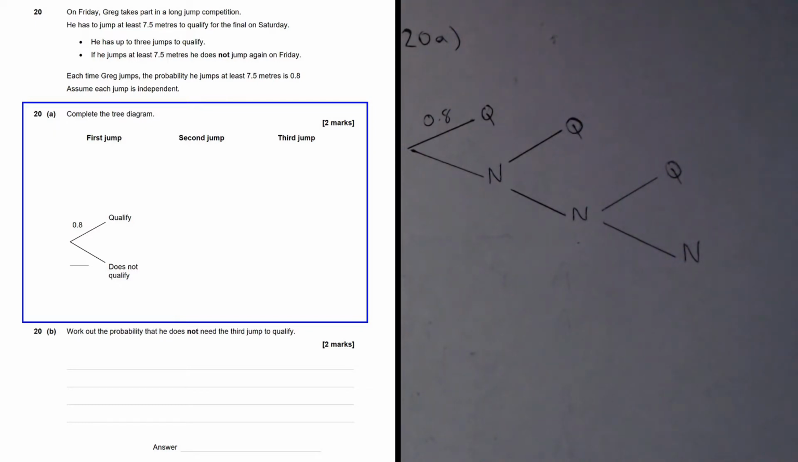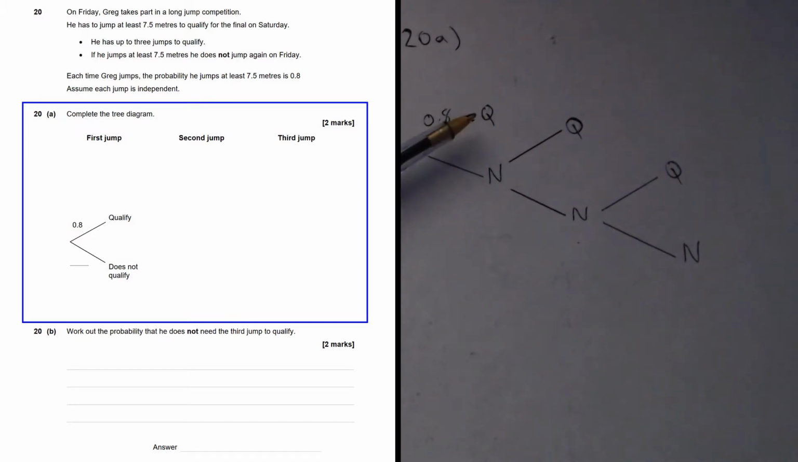What we mean by that is, if Greg knew the outcome of his first jump, it's not going to affect his chance of success in the second and third jumps, etc. In part A, we are asked to complete the tree diagram. So I've started it off with the first jump, second jump and third jump. Now notice, he either qualifies, i.e. jumps at least 7.5 metres, or he doesn't.